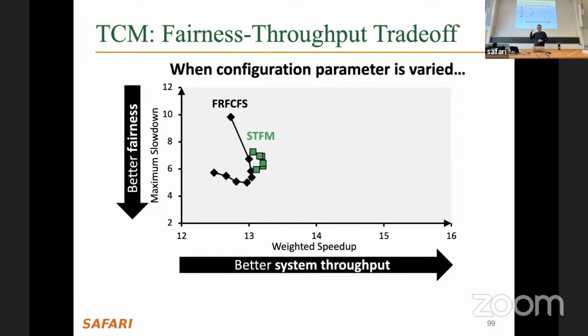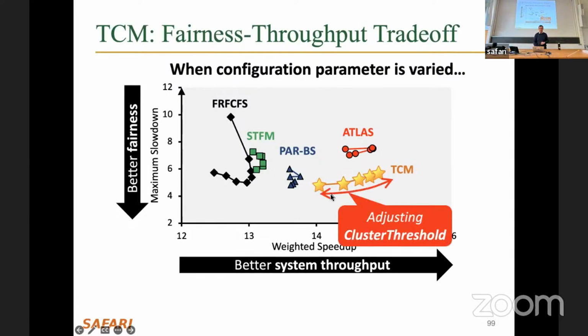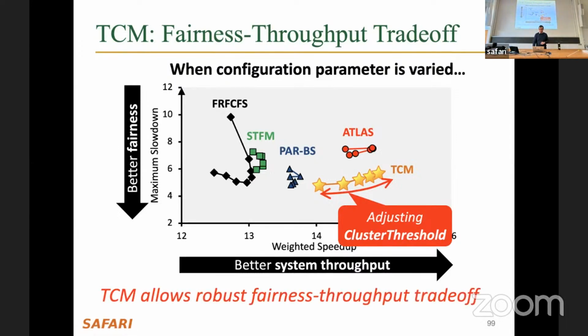So in this particular case, the OS can actually change the configuration parameter. For example, in STFM, it can change the unfairness threshold, right? The maximum tolerable unfairness. And it turns out these are not easy to reason about. In PARBS, you can also change the batch size, for example. In Atlas, you can change the quantum interval. In TCM, you can change the cluster threshold. And at least for reasonable cluster threshold values, you get a fairness-performance trade-off. All of those are Pareto optimal in this case, right, on that Pareto optimal curve. Okay, so you can have a relatively robust fairness-throughput trade-off.